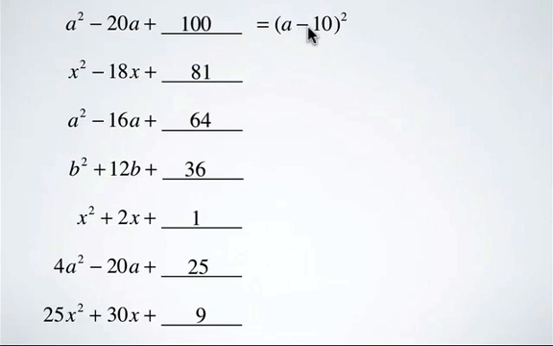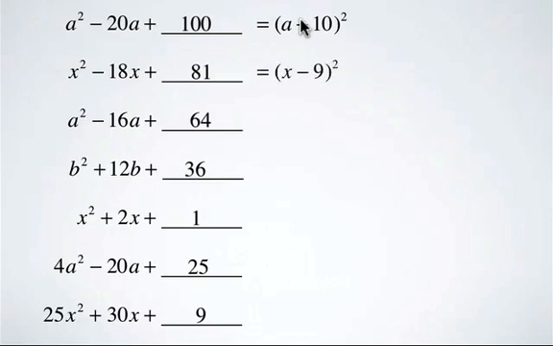So these can now be factored. The first one is a minus 10 squared. The 10 times 10 is 100. The square root of a squared is a. And the minus sign always comes from the one that's before the second term.